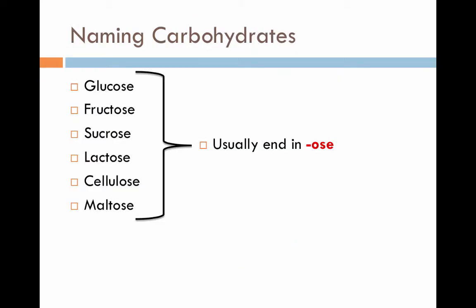The way that we name carbohydrates is kind of interesting. So notice all these carbohydrate names: glucose, fructose, sucrose, lactose, cellulose, maltose. Notice that all the carbohydrates are ending in the letters OSE. Not every single carbohydrate is named this way, but most are. So if you ever have a name of a molecule and you are unfamiliar with what that molecule is, if it ends in OSE, it's probably a carbohydrate.